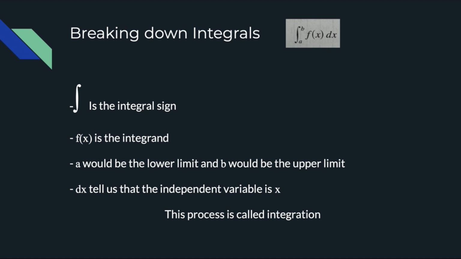Breaking down the integral. At the beginning of the integral, there is an elongated s. This is the integral sign. The next part of the integral is f of x. This is called the integrand, and a and b are the limits of integration. a is the lower limit while b is the upper limit. And for now, the symbol dx has no meaning by itself, but it actually means to do the antiderivative of our function. And this process is called integration.